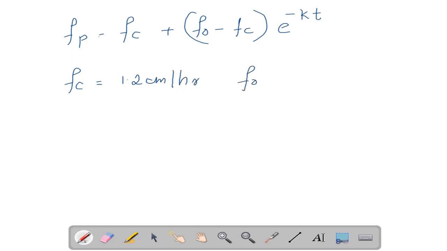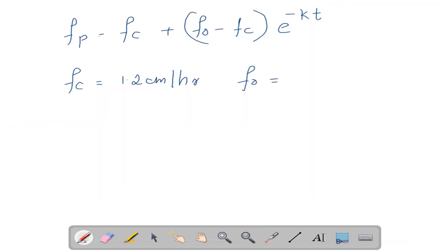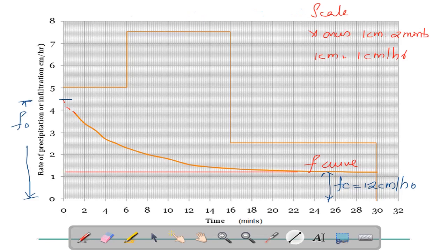Then F0 is the initial infiltration. So you are extending to get that value. So this represents F0. We have discussed already. So F0 is equal to 4.5 centimeter per hour. Then next one, we need the value of k. How to get the value of k? k is (F0 minus Fc) divided by F. What is F? How to find out the value of F? This much area represents F, capital F.